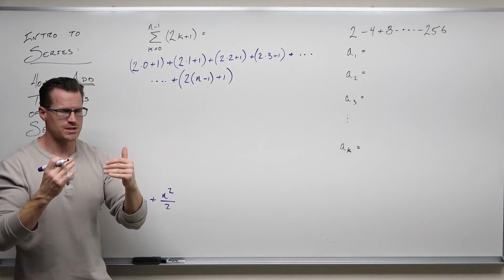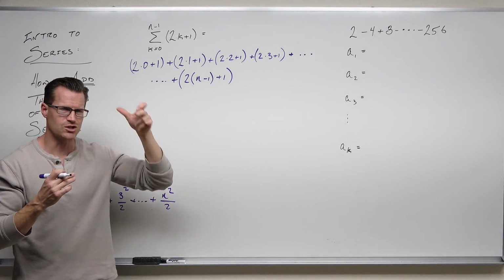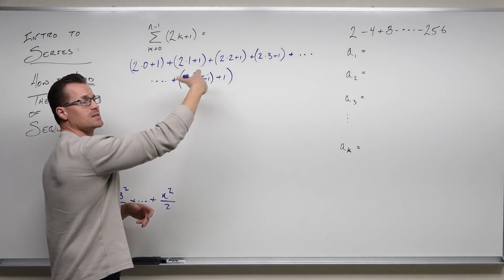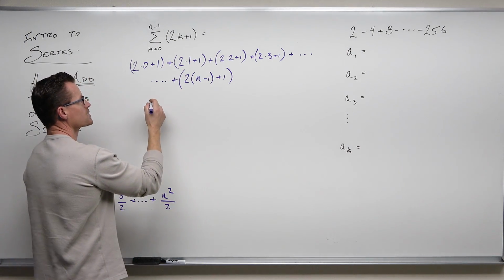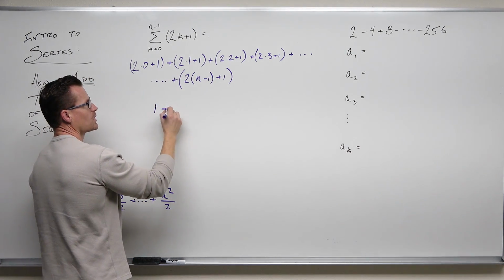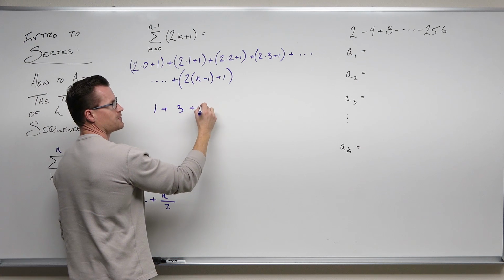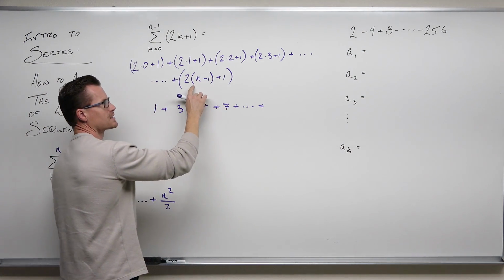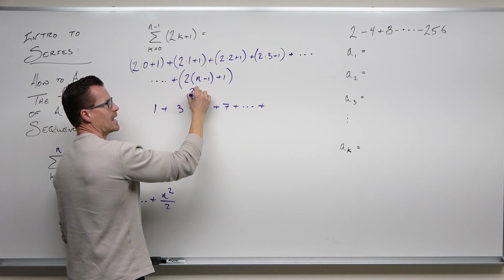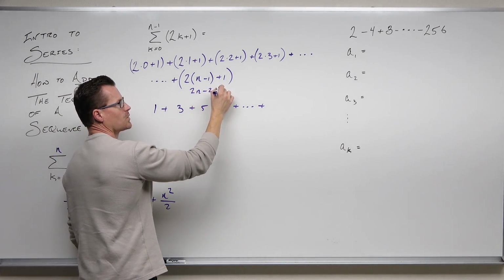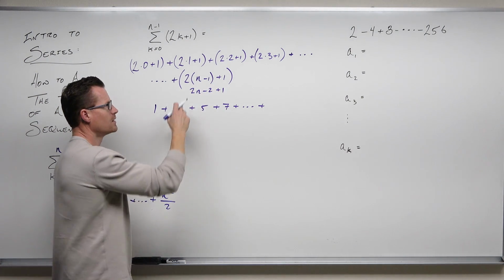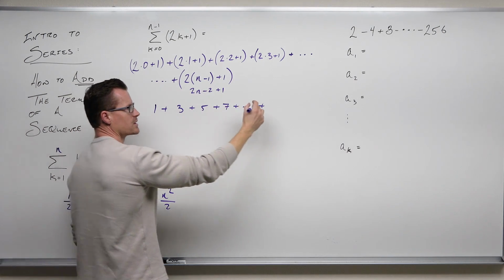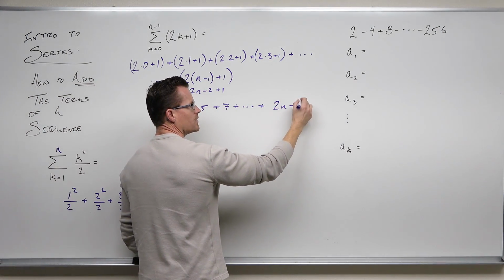I hope that you see it as a composition of functions. You're just plugging in one number. It's just n minus 1. And you can simplify all this stuff. This would give you 1 plus 3 plus 5 plus 7 plus, look at what this does. This would be 2n minus 2 plus 1. Wait a minute, 2n minus 2, because I distributed, plus 1 is 2n minus 1.